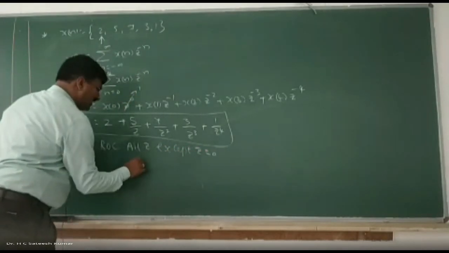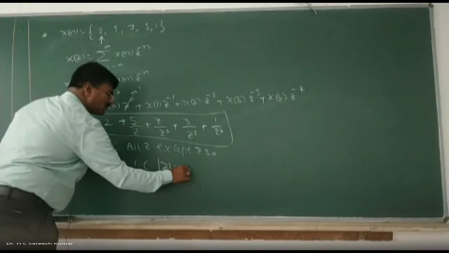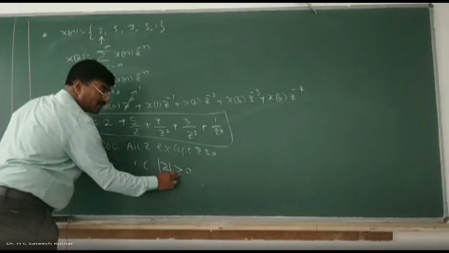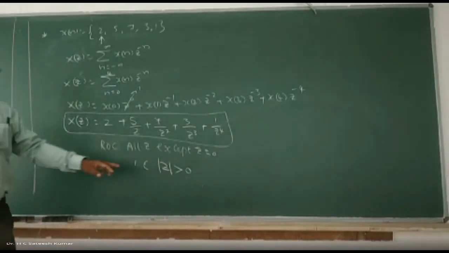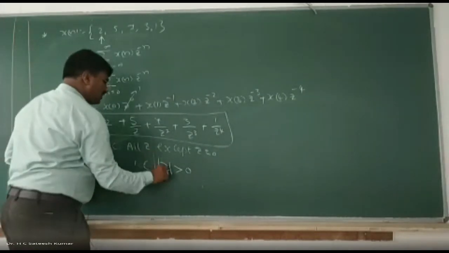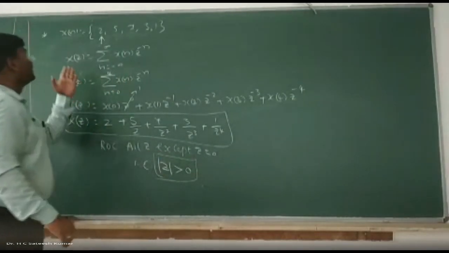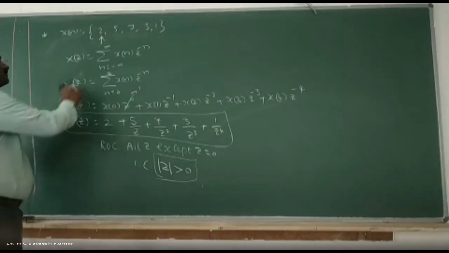That means, that is, magnitude of z greater than 0. Greater than or equal to, you should not write it. Greater than 0 means z equal to 0 is excluded. So mod z greater than 0 is the ROC. That's how we should write it. So this is the z transformation of the sequence x of n. Now let us go for one more problem.